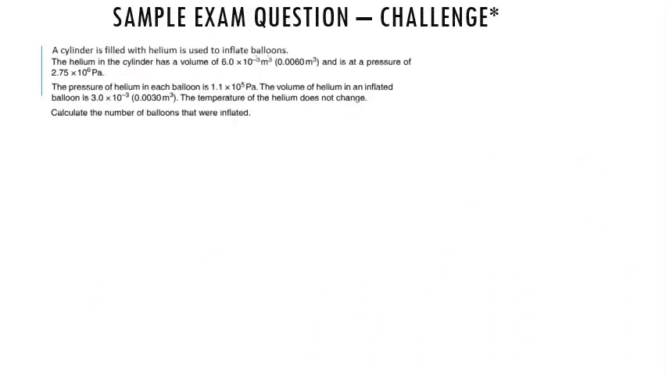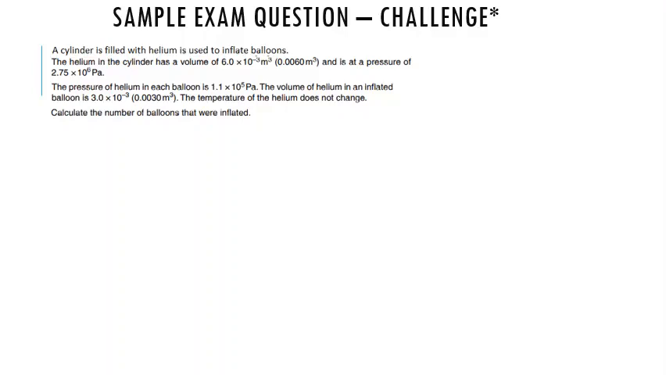That's a challenge question that I've seen once on past papers, and this question says that there's a cylinder filled with helium used to inflate balloons. You know, these balloons, like in posters or somewhere else, you can buy the birthday balloons and they inflate them with helium so that they rise. Now they're saying that the cylinder has a volume of 0.006 meter cubed, and the pressure of the helium inside it is 2.75 times 10 to the power of 6.